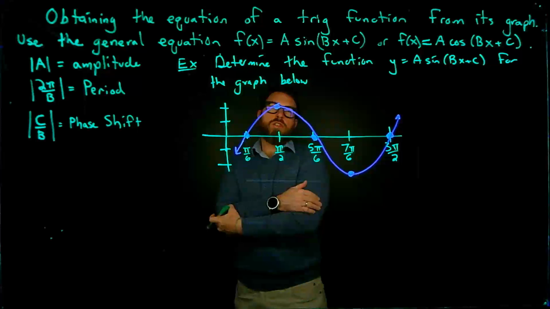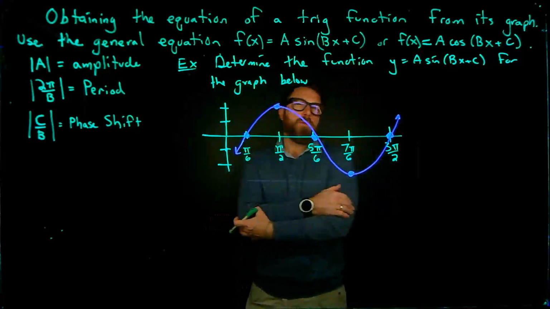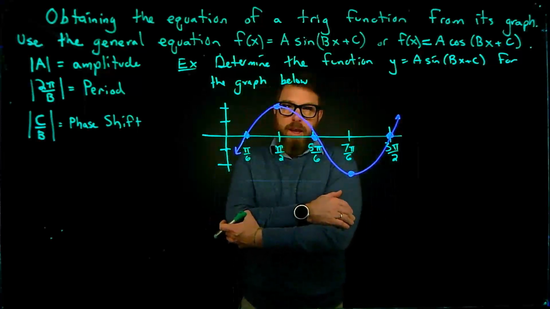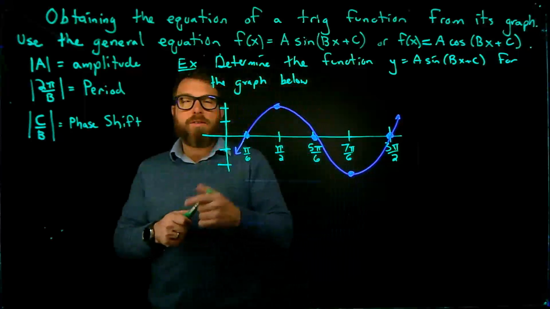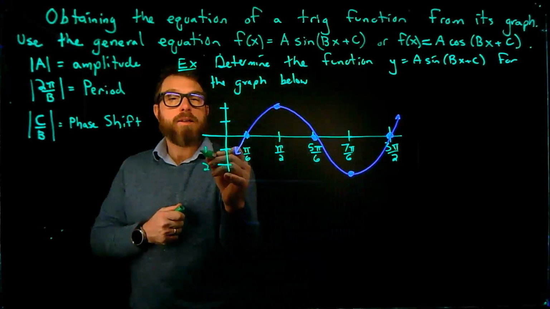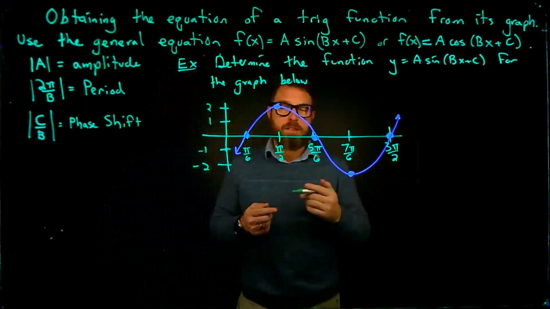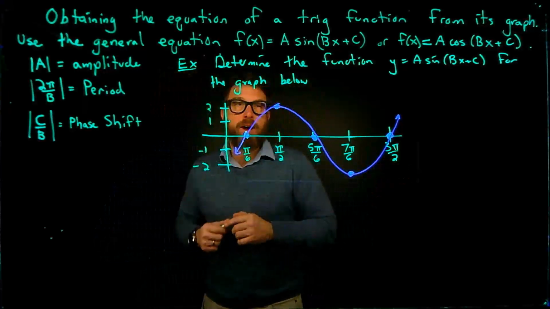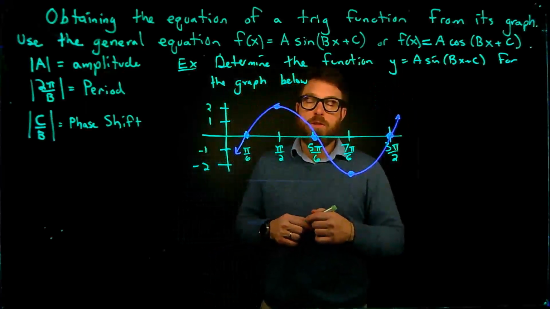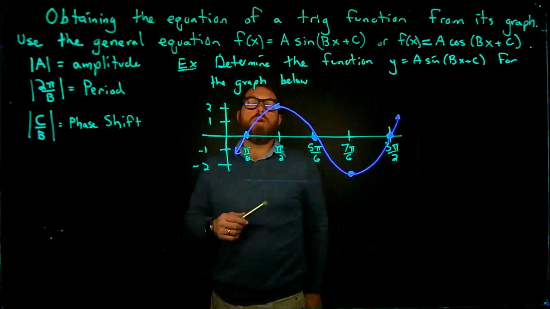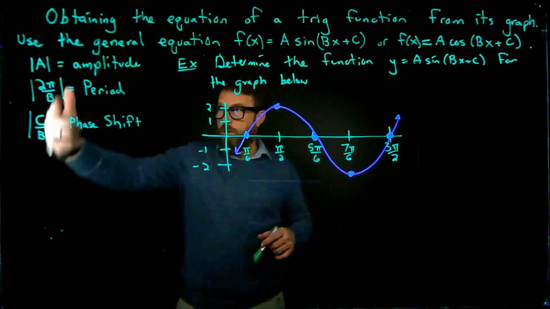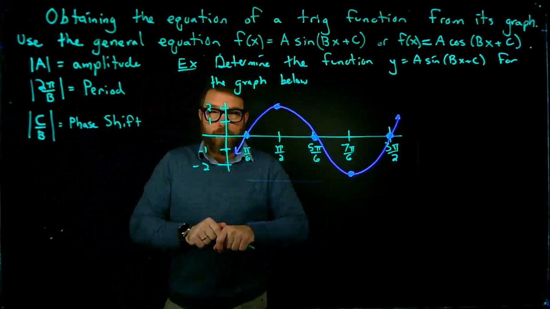So the example says determine the function y equals a sine of bx plus c for the graph below. And in this case, what I've done is I've labeled the x-axis and the y-axis, or the angle axis and the output axis, and I want to be able to find these coefficients a, b, and c for this particular function. All right, so in order to do this, let's just go after these pieces here, and I like the low-hanging fruit, which is the amplitude.